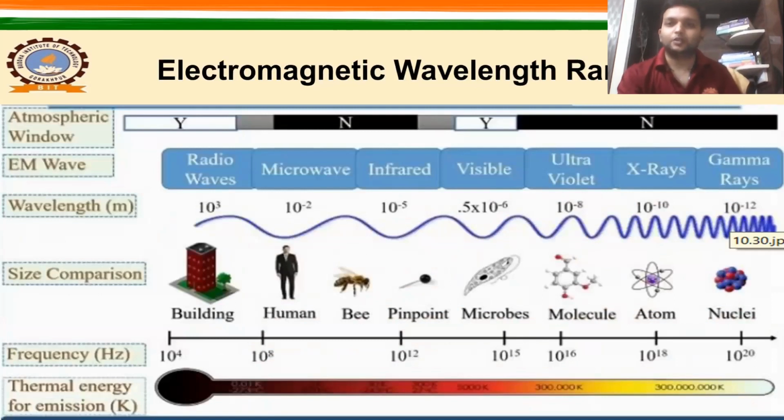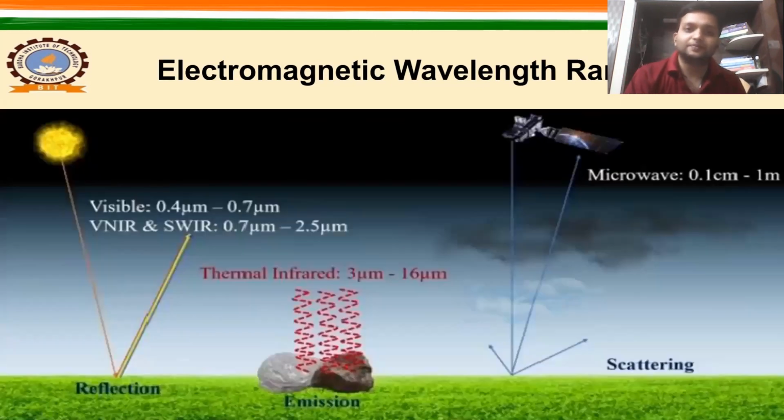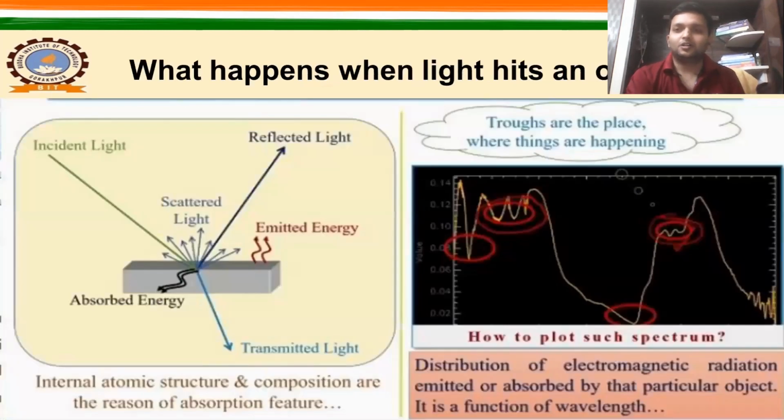Then we have seen the electromagnetic wavelength range, starting from radio waves, microwave, infrared, visible, ultraviolet, X-rays, and gamma rays. Then this slide was about what happens when light hits an object. It means that incident light hitting an object is reflected, scattered, absorbed, or transmitted.